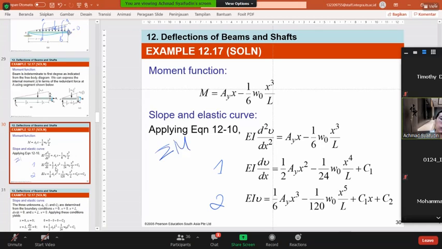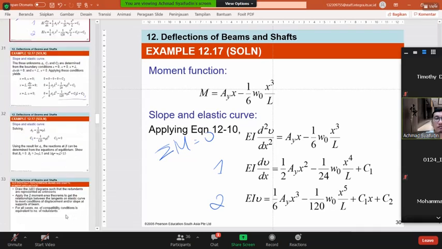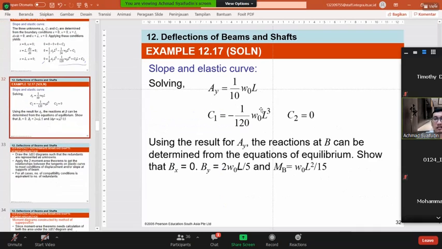Beside the sigma normal equal to 0, this is 1, 2, 3. So you can find the reaction at point A. You can find the reaction at point A. Okay, can you understand this part? Any question?